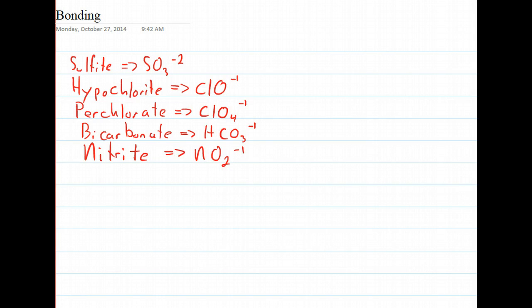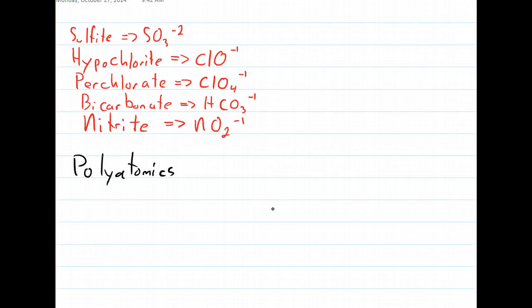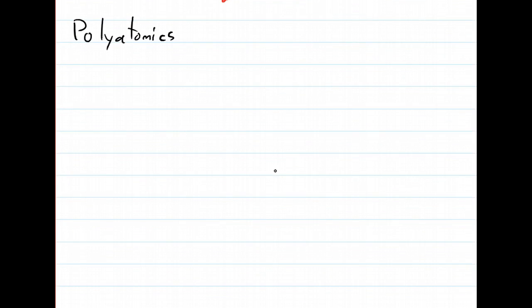So first thing I want to talk about is polyatomics. Okay, so we've talked about several different polyatomics, and I've given you just a whole bunch of polyatomics, but we really haven't talked about the rationale behind their names or anything like that. So let's look at one real quick. Nitrate.